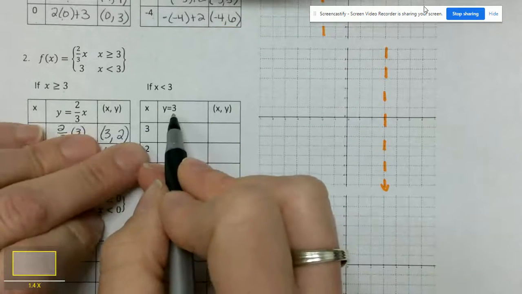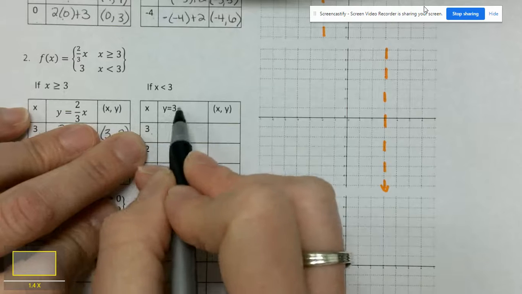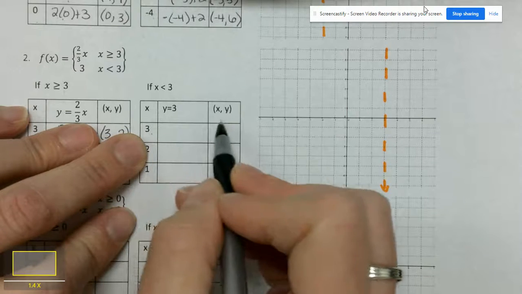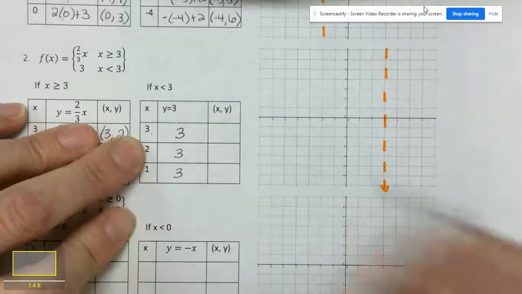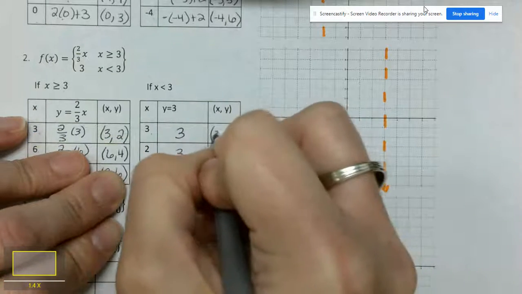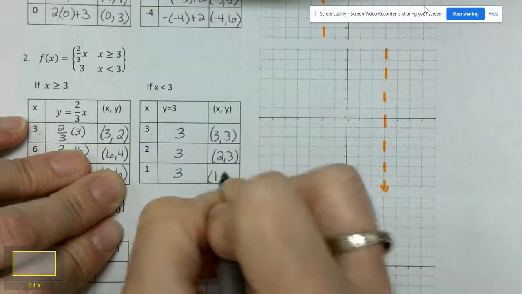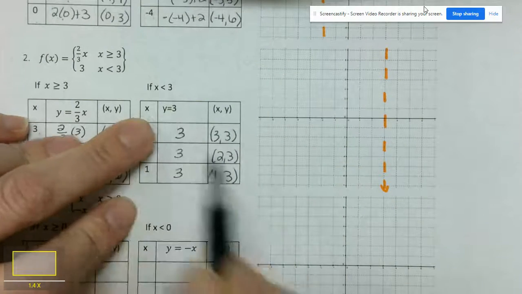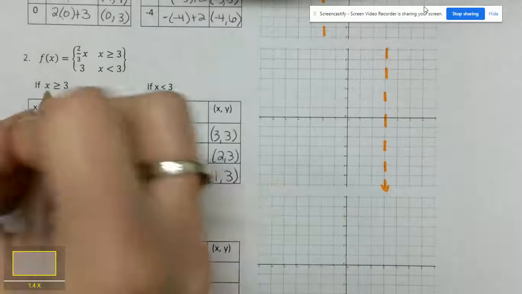Okay, now if I go over here, if I put in 3 for x, there is no x. So it doesn't matter what you put in for x, it's always going to be 3. You're always going to get 3. So at 3, it's 3. At 2, it's 3. And at 1, it's 3. Because there's no x for you to fill in. Okay? So let's graph this and see what it looks like.